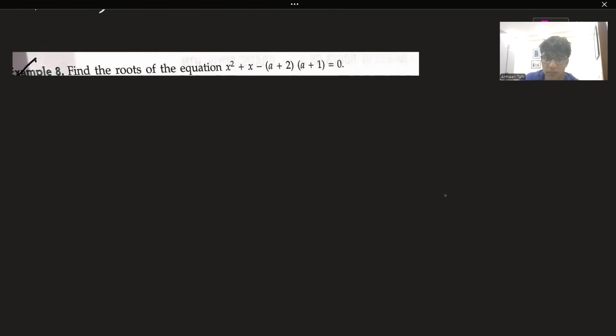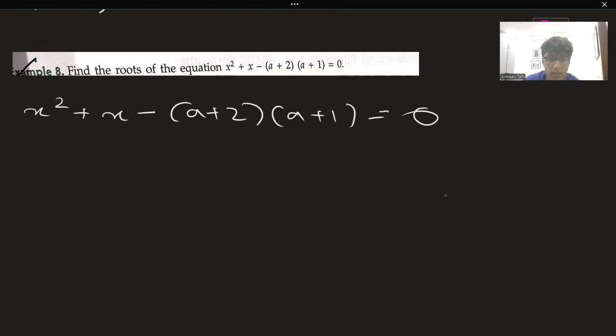They can also be their own a plus 2, a plus 1. So don't get confused or thrown off by that. So let's write this down: x square plus x minus (a plus 2)(a plus 1) equals 0. And again, quadratic formula, writing it down again.